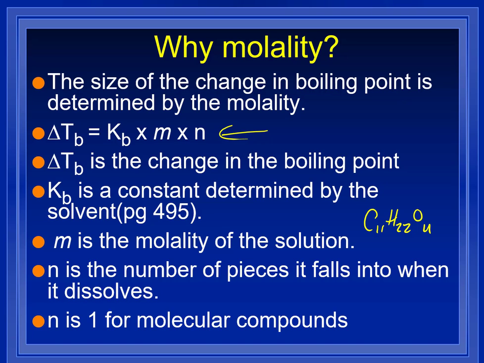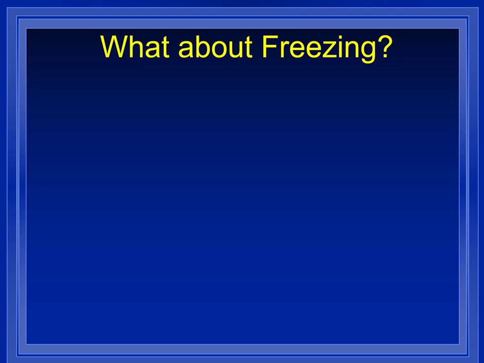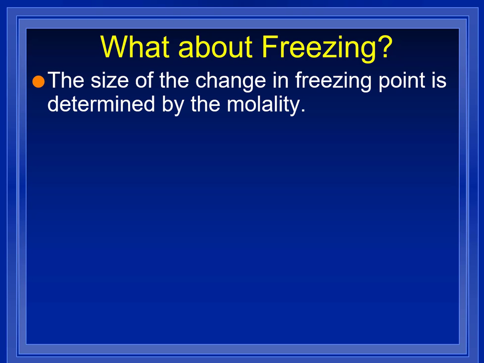Well, that's how you do boiling. What about freezing? Well, the size and the change of the freezing point is determined by the molality. And the equation's going to look a lot like the one we just saw, except instead of B's, it's going to have F's. So instead of delta TB, it's delta TF, the change in the freezing point.